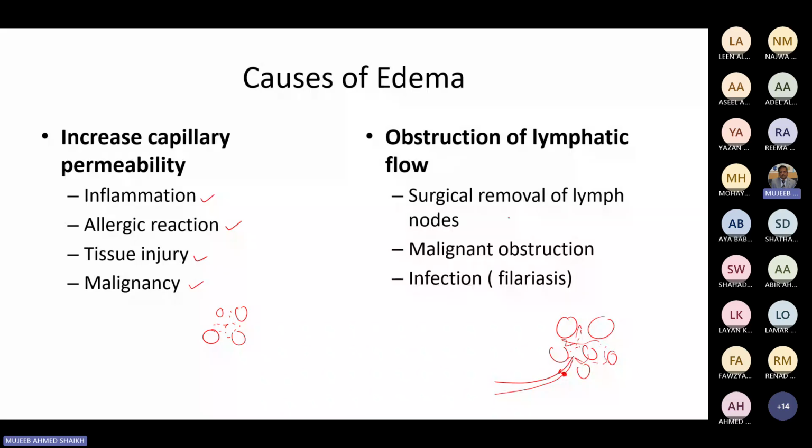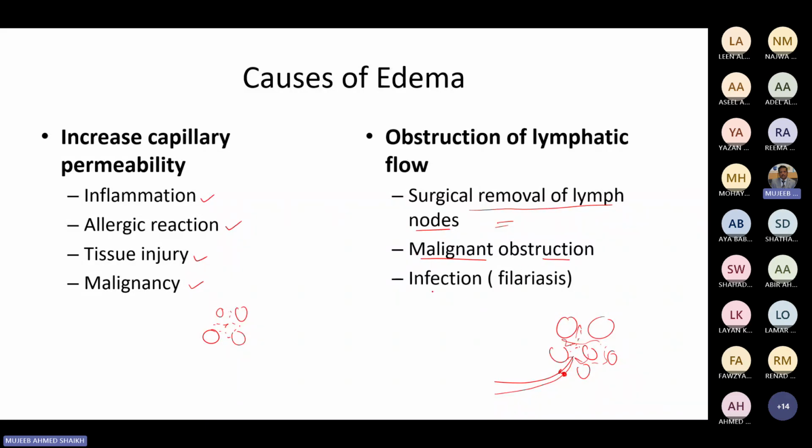This is seen in surgical removal of lymph nodes, as in breast cancer or any cancer, where to remove the cancer we have to remove the lymph nodes also, because they would be spreading the infection and the cancer cells to the other side. So most commonly, edema of the upper limb is found in breast cancer after surgery. Even malignant obstruction of the lymphatics can sometimes lead to edema.